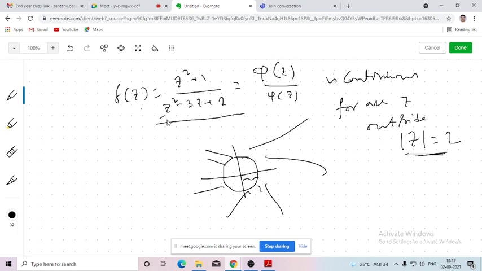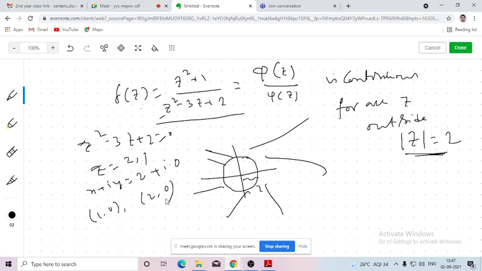So first we need to find out where the denominator becomes 0. So denominator z square minus 3z plus 2 equals to 0. If you solve it, you will get z equals to 2 and 1. So z means x plus iy. So x plus iy is 2, that means here the imaginary part is 0. So the points will be actually (1, 0) and (2, 0). So z equals to 2 and 1 means the imaginary part of both the complex numbers is 0. So at these 2 points only the denominator function is not defined. That's why the quotient function will not be continuous.